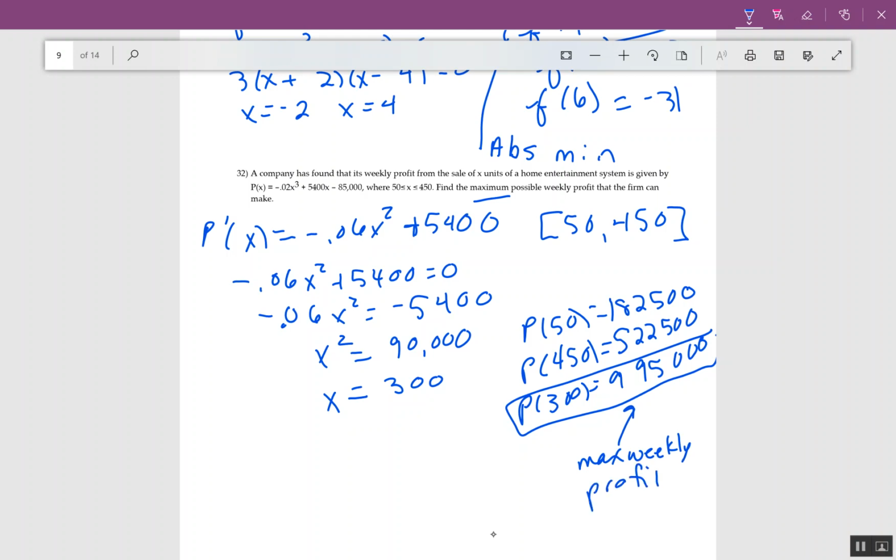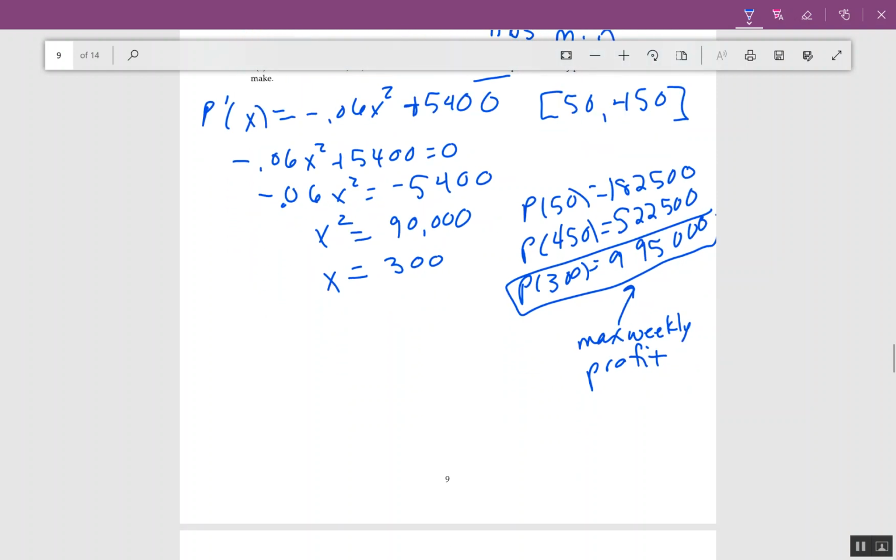Sometimes it's really important with a word problem to go back and see what did I ask for. So did I ask for how many items should I make, how much the profit is, what was the price, right? So make sure you go back and read what the question really said.